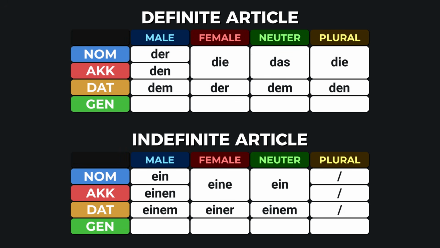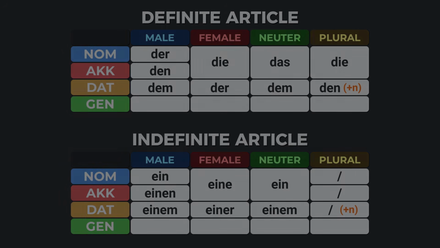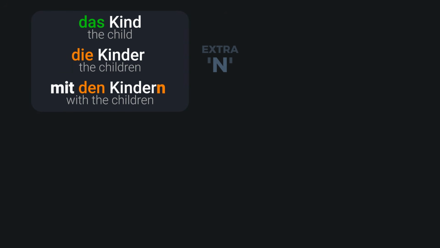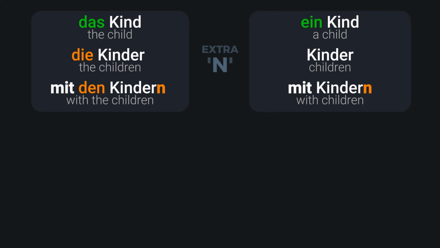Alright, now something important. When using the dative with plural nouns, you have to add an N at the end of the noun. It doesn't matter whether you use the definite den or the indefinite nothing. For example, das Kind, the child, die Kinder, the children, but mit den Kindern, with the children. Same here, ein Kind, a child, Kinder, children, but mit Kindern, with children.